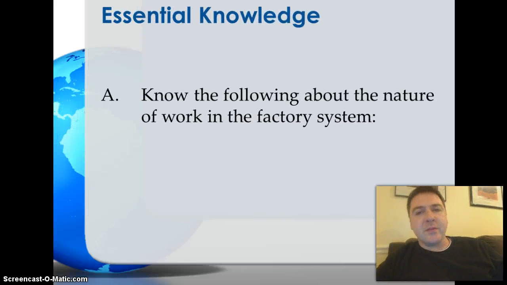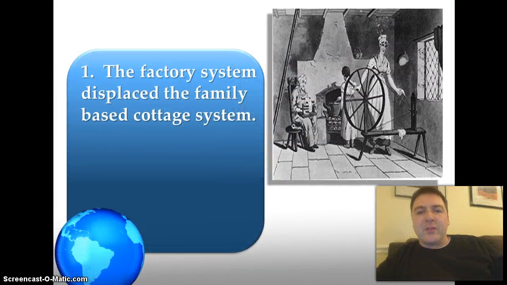Our first piece of essential knowledge is we want to know the following things about the nature of work in the factory system. First thing we want to know is that the factory system displaced the family-based cottage system. We had the cottage system, which was based largely on families working in and around their homes. If not physically in their home, work was done fairly close to home. Families didn't typically leave to go far away to different places to work. The factory system is going to displace that.